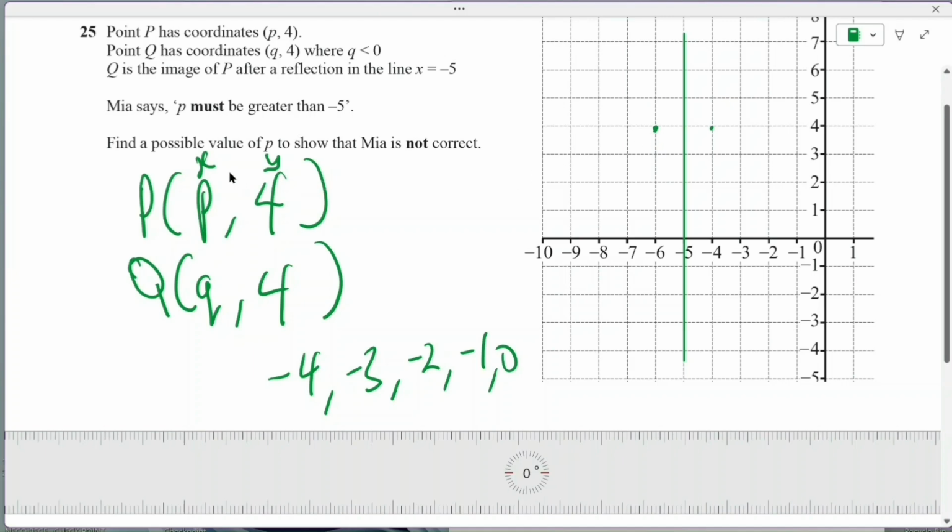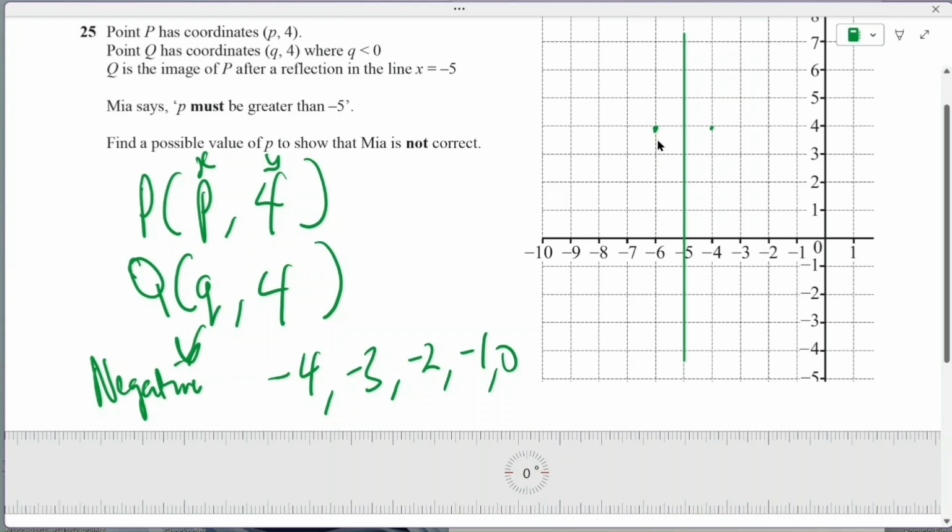But the question is now telling us that we should state any other point that can make Maya incorrect. That means where the x coordinate of point P will be less than -5, and you still have your q, the x coordinate of Q, as negative, that's less than 0. That means we need our q negative. And note, P can be on this side reflecting on the other side. P can be on your left reflecting on your right, and P can be on your right reflecting on your left. It's not stated in the question that p is positive, so p could be negative.